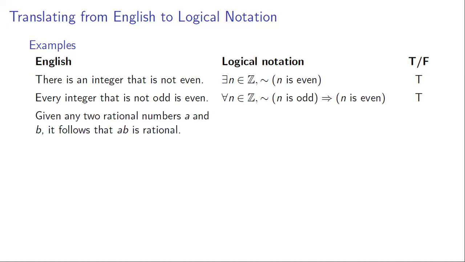Next example. Here's a statement. Given any two rational numbers, which we'll call a and b, it follows that a times b is rational, meaning the fact that a and b are rational tells you that a times b, which is a new number, whatever it is, is also a rational number. The way we express this in logical notation is as follows. For all a, b in Q, meaning take any a and b in the set of rational numbers, a times b is an element of Q.